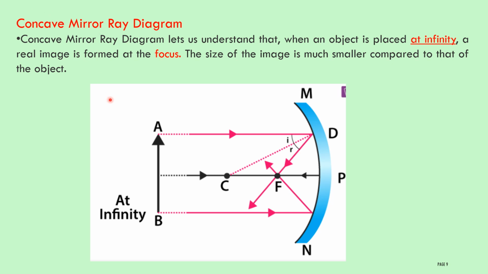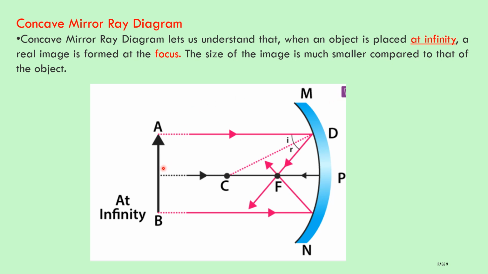Here consider the first case, the concave mirror ray diagram. Let us understand that when an object is placed at infinity, a real image is formed at the focus. The size of the image is much smaller compared to that of the object. Let us discuss in detail.